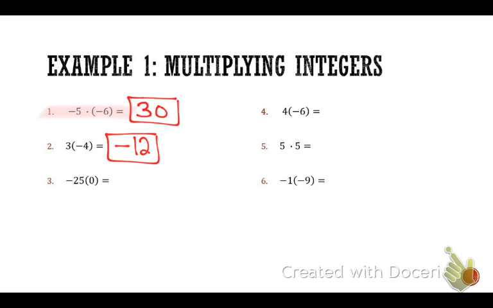What about number 3? Negative 25 times 0. Anything times 0 is 0. But technically, it's negative 0, but there's no such thing, right? So we don't have to say negative 0. We just say 0. 0 is not positive or negative. Even though according to my signs it was supposed to be negative, because it was 0, I just say 0. All right, go ahead and do numbers 4, 5, and 6. When you're done, check it with your neighbor.